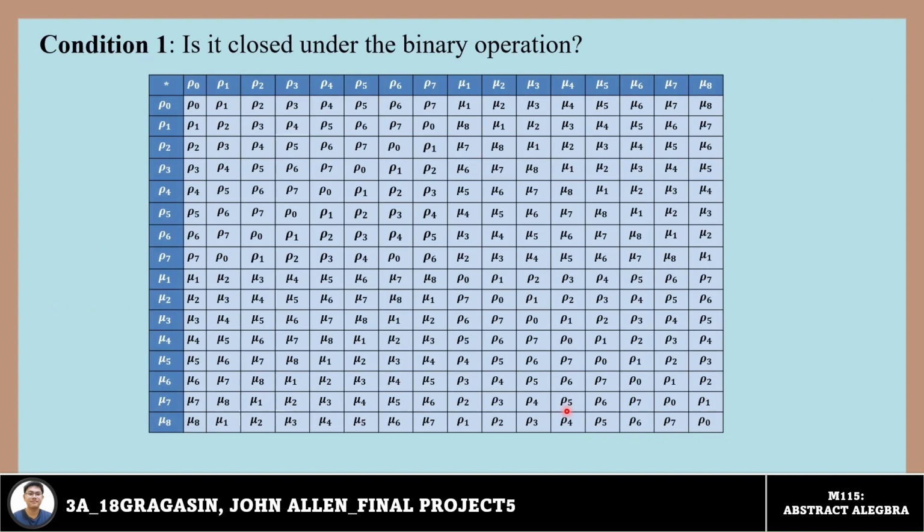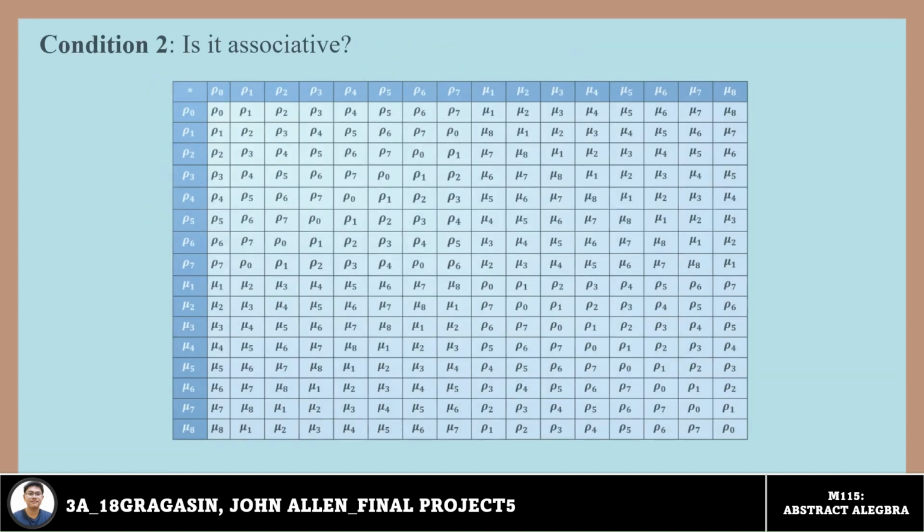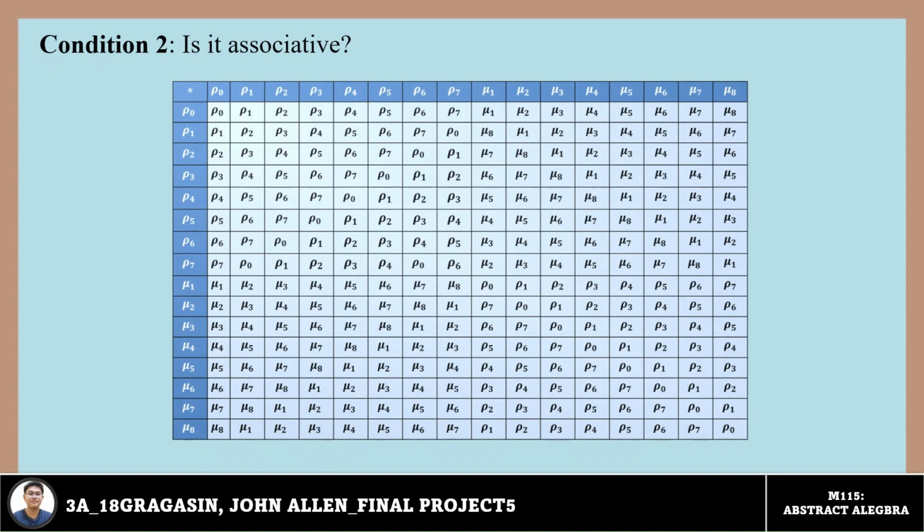So for our condition number one, is it closed under the binary operation? As you can see here, when we operate all the elements, our resulting elements are always in the set. Therefore, condition one is satisfied. And then for condition two, is it associative?